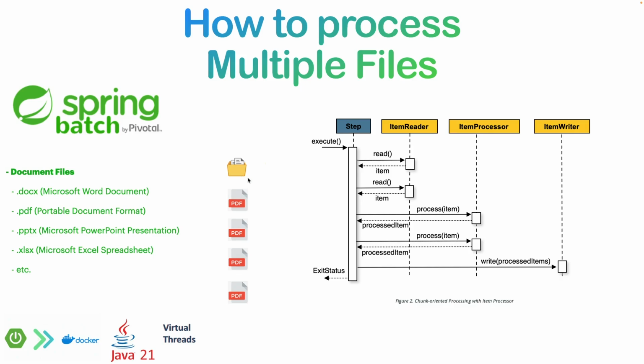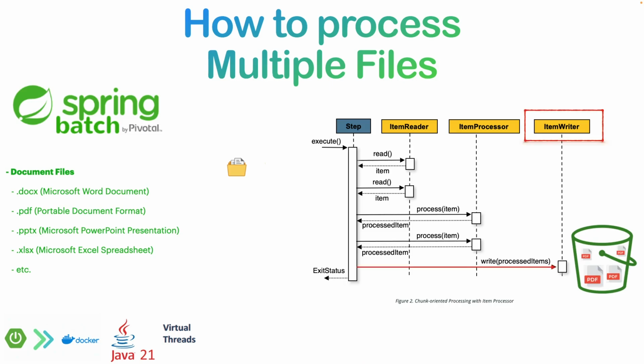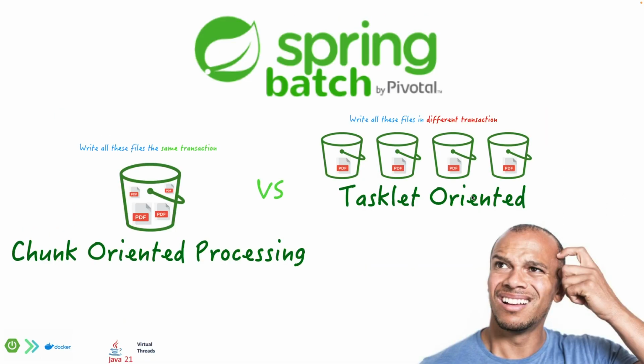In chunk-oriented processing, we are going to read the first PDF, process it, and do the same for the second one, read, process, and the third, until we reach a chunk limit. Let's say that in our case the chunk size is 4, and we reach the chunk limit. When we reach the chunk limit, we write all those files that we have in our chunk as a single unit of work. We are going to write all of them in the same transaction, so all those 4 files will be written in the same transaction. This is the very basic difference between chunk-oriented processing and the tasklet.